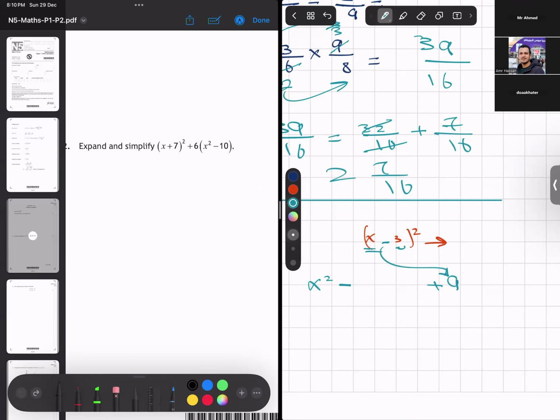And then if you want to get the middle, first multiply by the second term, multiply by 2. The first term was x, the second one was -3. So it's going to be 2 times -3, which is -6x, right?